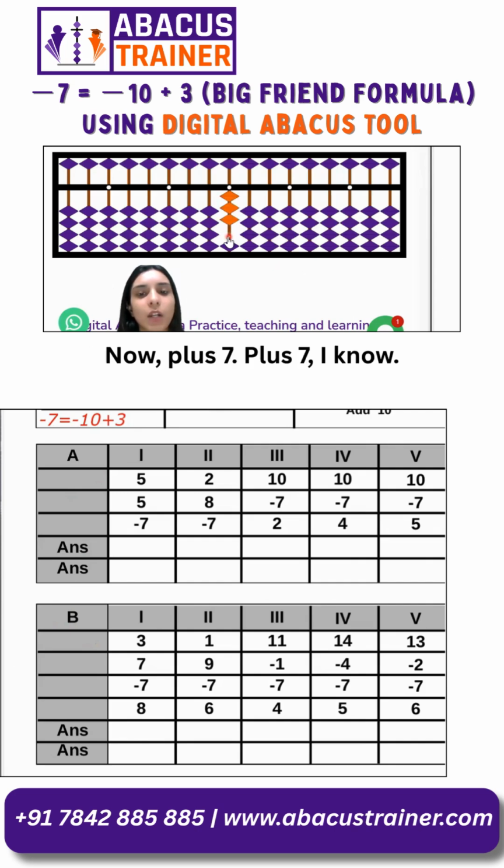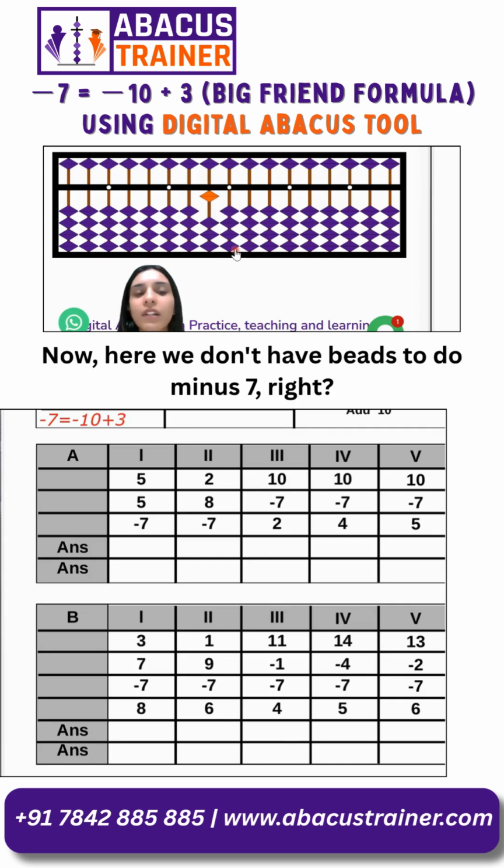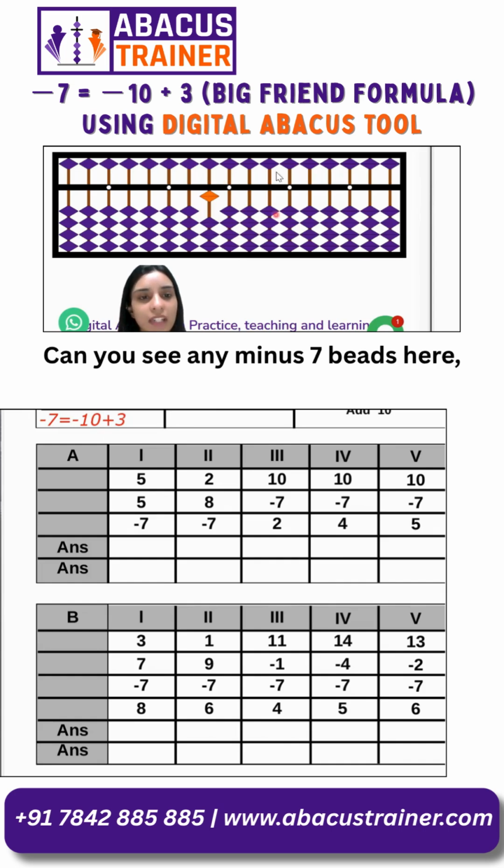Added 3. Now plus 7. Plus 7, I know, I don't have enough beats to do plus 7. I will apply the formula of plus 7, that is plus 10 minus 3. Then minus 7. Now here we don't have beats to do minus 7, right? Can you see any beats here? 7 beats to do minus 7?